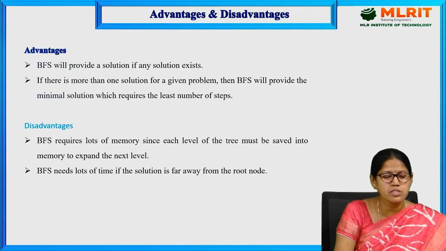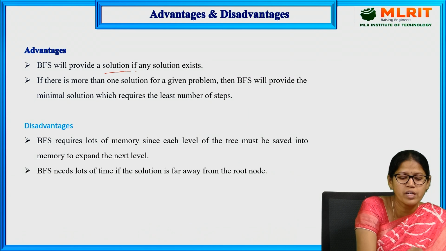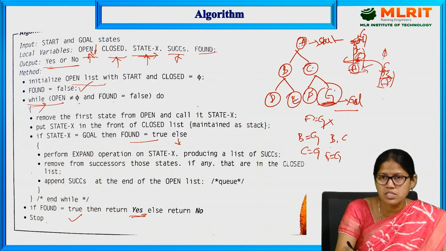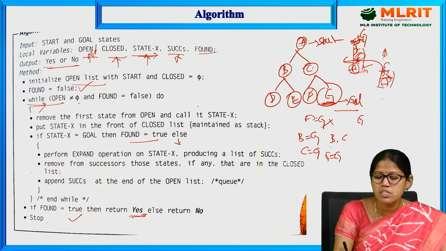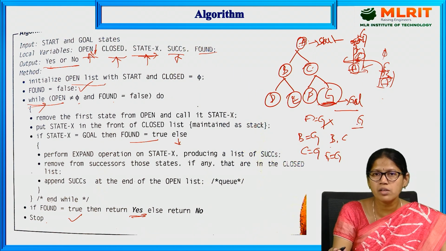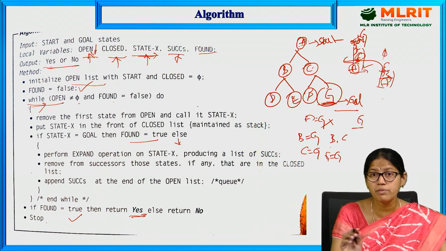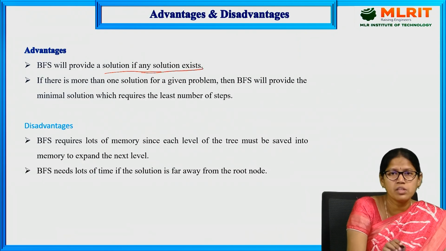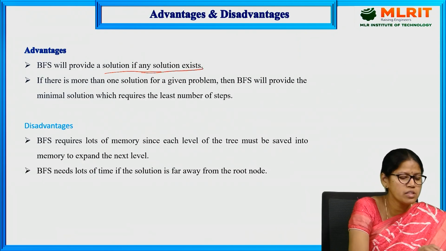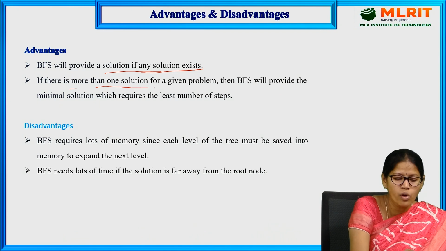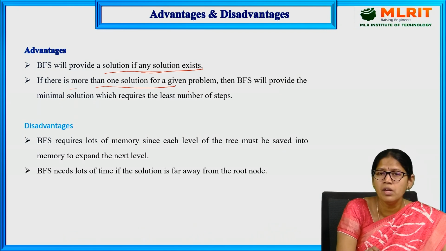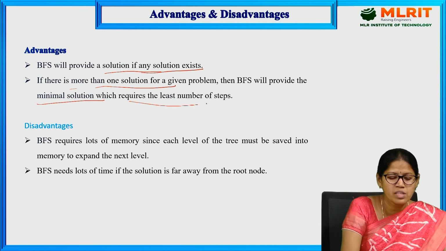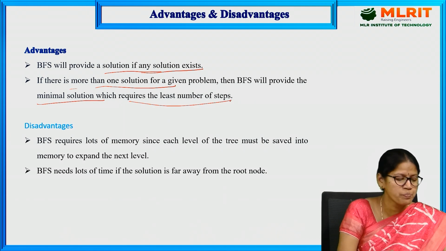Next, advantages of BFS. BFS will provide the solution. If in the previous example there is no G state, but we are trying to search for the goal state, then it can't give a solution. If the goal is there, then definitely it will give the solution. If a solution exists, then definitely it will give it. If there is more than one solution for a given problem, then it will give the minimal solution, which requires the least number of steps.